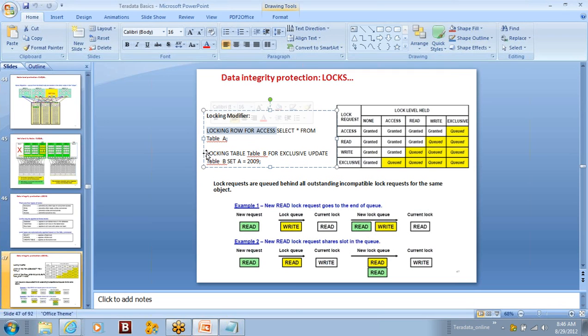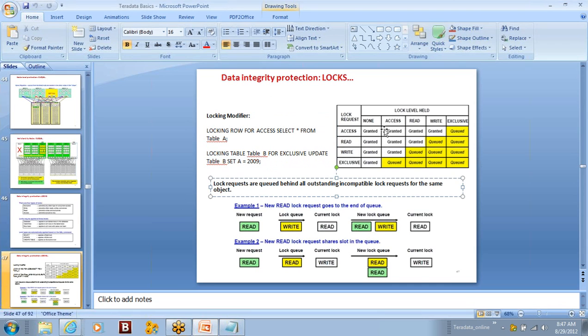Other example, locking table B for exclusive, and then I'm doing my update statement. Generally, if I do an update, a write lock will be obtained on the object. But if I want to change the lock to exclusive, exclusive means highly restrictive so that no other user can read or write or access the data. Okay, so I have obtained an exclusive lock before I do an update. If there is any scenario where you want to restrict all other users during your update, you can upgrade your lock to exclusive and you can do your operation with your normal query.